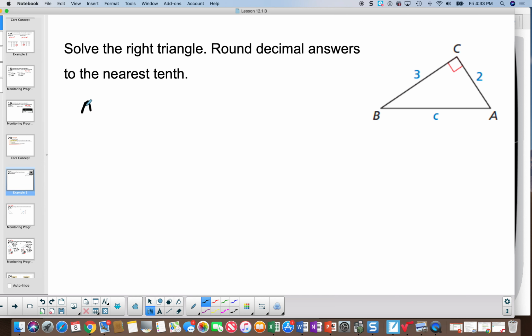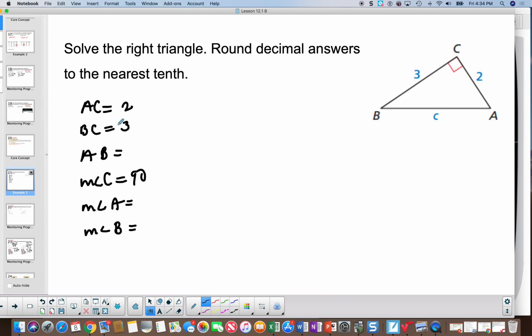So we know AC, and AC is 2. BC we know is 3, and we're looking for AB. We know that the measure of angle C is 90, so we're looking for the measure of angle A, and we're looking for the measure of angle B. This is what it means to solve. You want to know all the information.